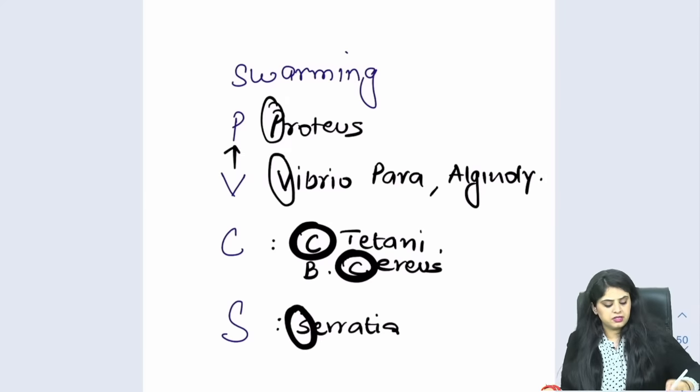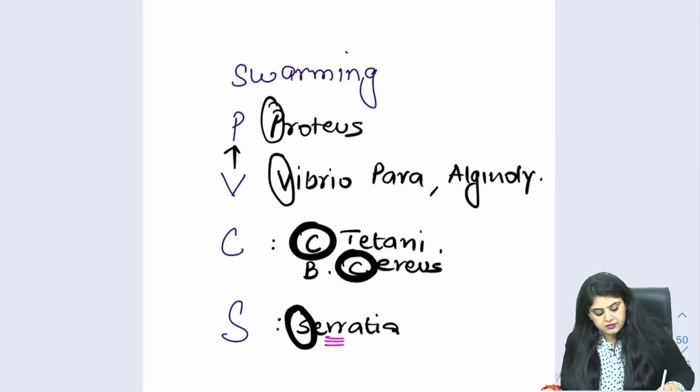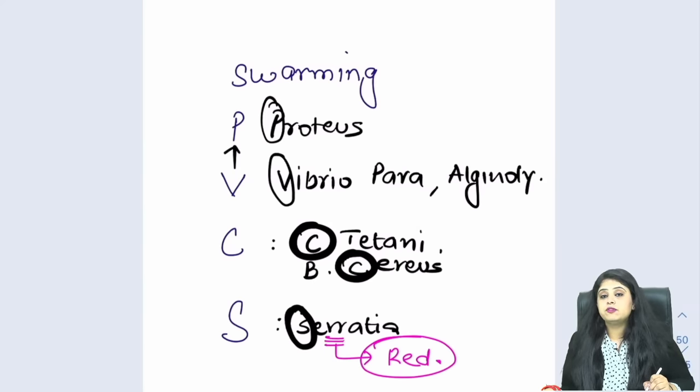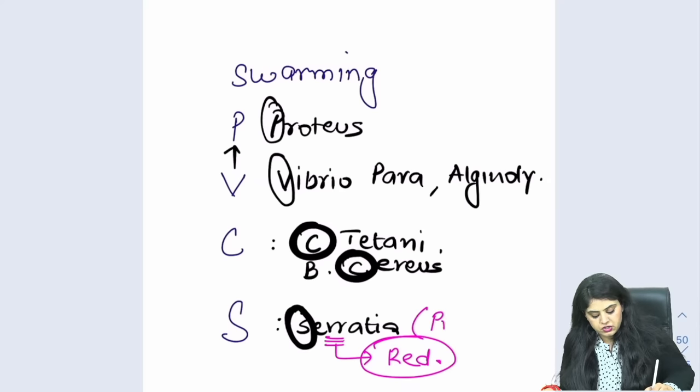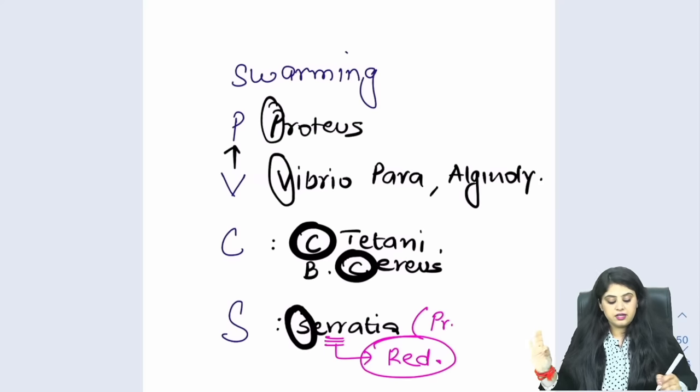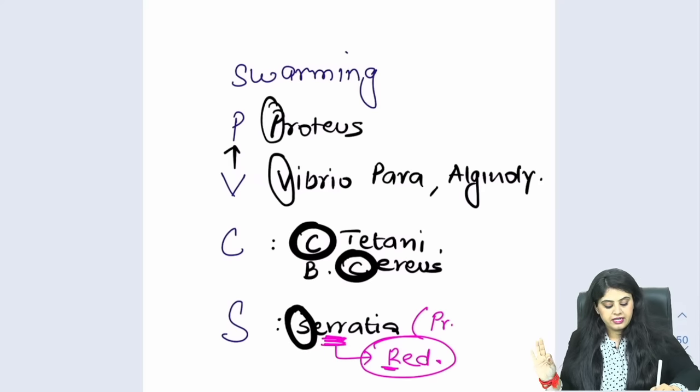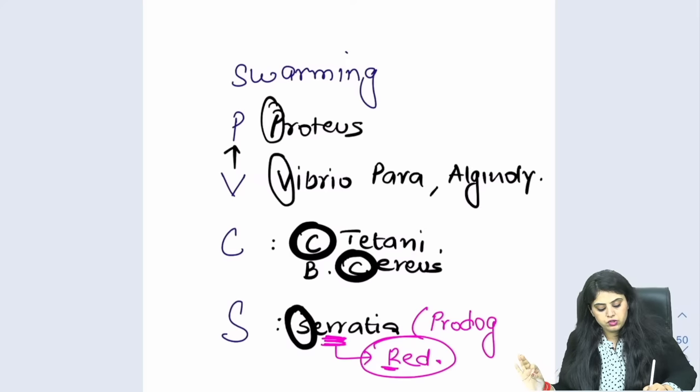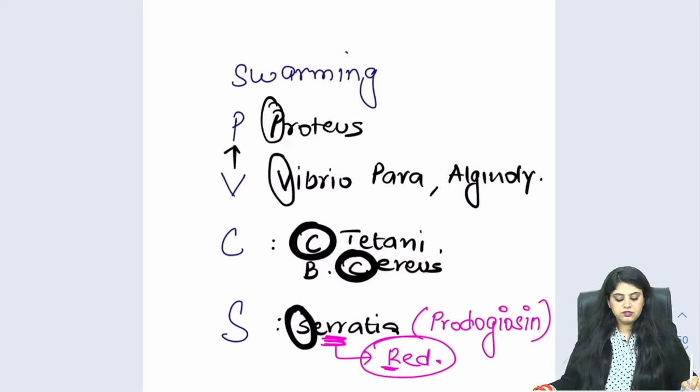One last, quickly tell me, the very famous pigment of Serratia. Serratia is going to have a red color pigment. What is the name of that red color pigment? Serratia, RRR. Serratia has a red color pigment known as prodigiosin. Just again, one of those gut feeling kind of questions.